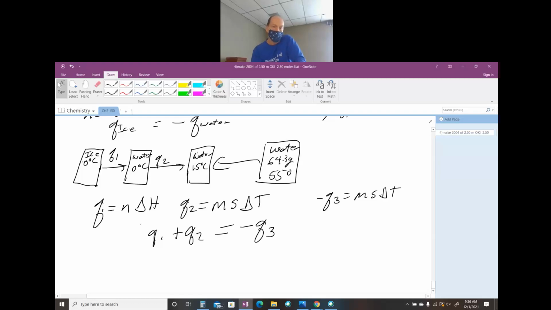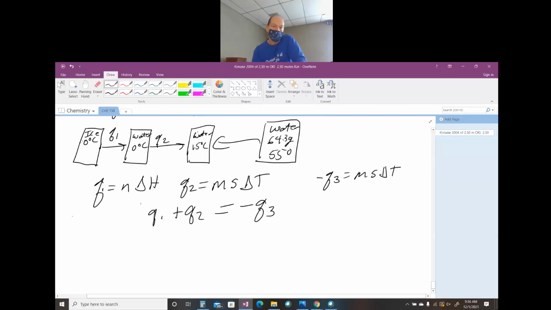All right, so in order to get moles, remember, you take the mass and divide by the molar mass. And so for Q1, I'm going to do that substitution. I'm going to put in mass divided by the molar mass. And also, they have to be in the same units, and so I'm going to work in joules. And so my Q1 is going to be mass divided by molar mass times delta H. And then Q2 is right there, ms delta T.